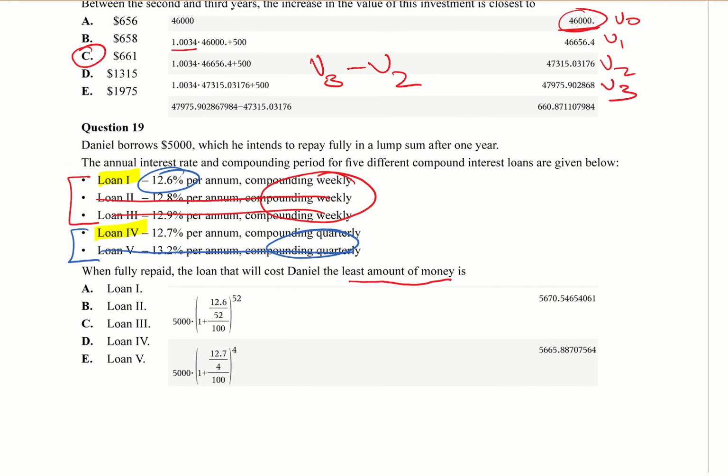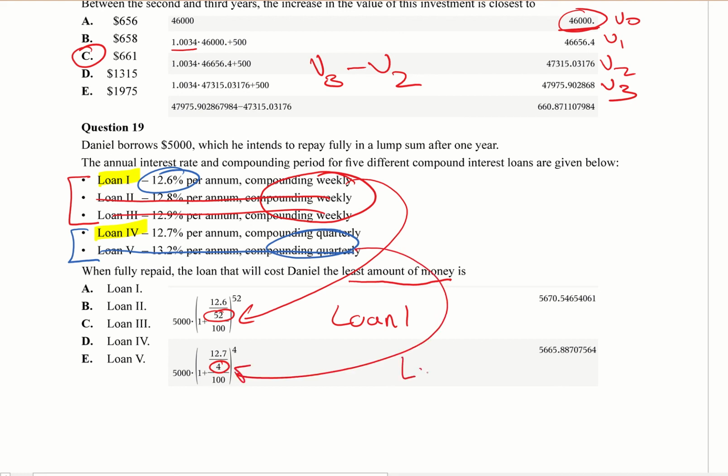Because this is what happens when you calculate it and check it. I've got my 52, that is my weekly, so this is loan 1. And here I've got my 4, so that is loan 4. Remember, I'm only looking at those 2 because I don't need to do all 5. As you can see, look at the 2 values there. This one is the smallest number of the 2, the lowest number, so that's the least amount of money. That means loan 4, so my answer in this case is D.